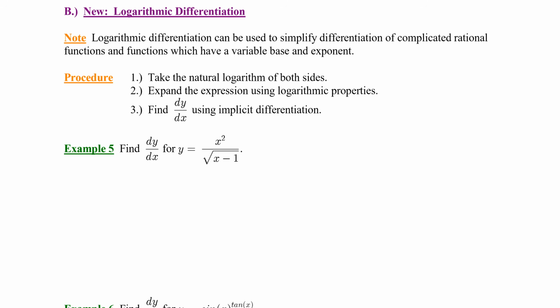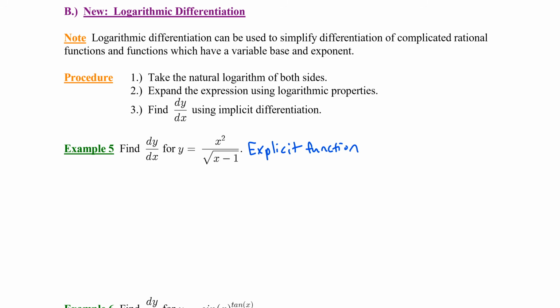Then we're going to take advantage of logarithmic properties to expand the expression, and then we'll find the derivative of y with respect to x using implicit differentiation. So in example 5, notice that we're finding the derivative of y with respect to x for an explicit function. Y is isolated and it's equal to a function of x alone on the other side. So this is an explicit function.